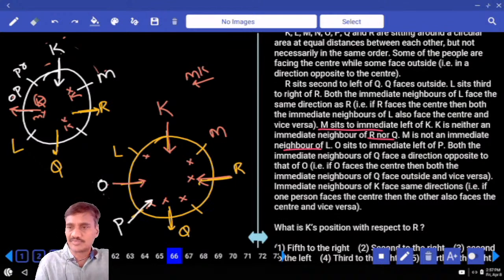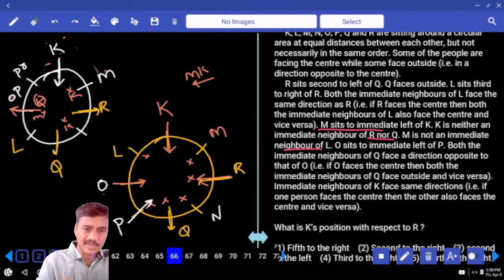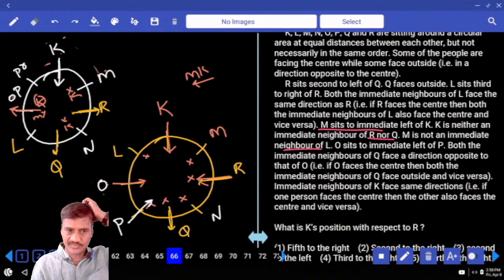And who is the person left over here? K, L, M, N, O, P, Q, R. And in this one again, N is here. O sits to the immediate left of P. O is to the immediate left of P.